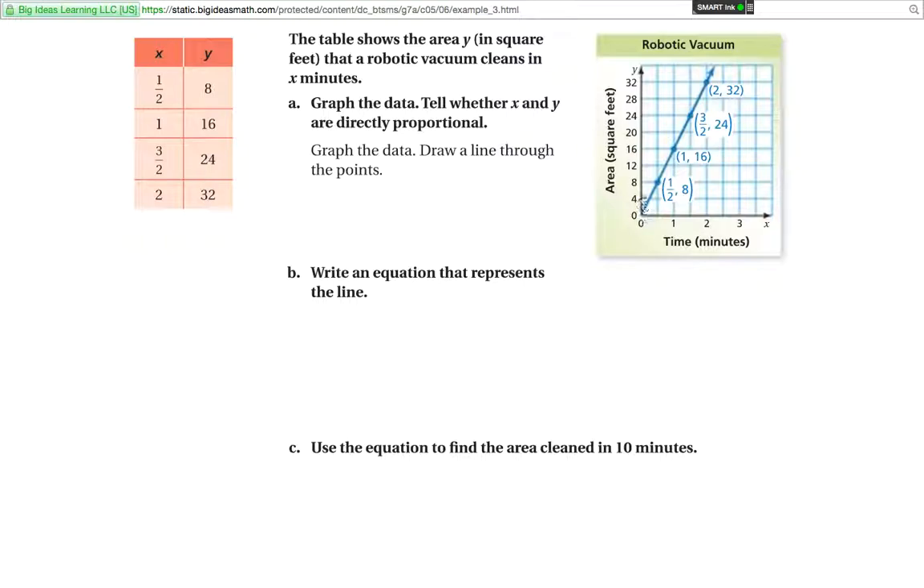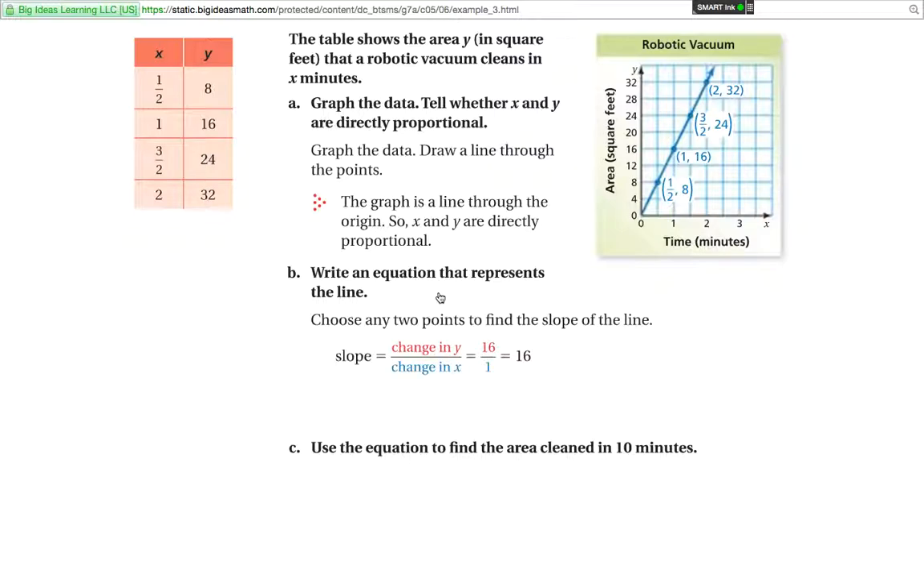run. So we need to go up 8 over 1/2. Up 8, over 1/2. So slope form is change in y over change in x. Technically, it's going to be 16 over 1, because 8 divided by 1/2 is 16, so 16 over 1. So y equals 16x is what we're going to be trying to do here.